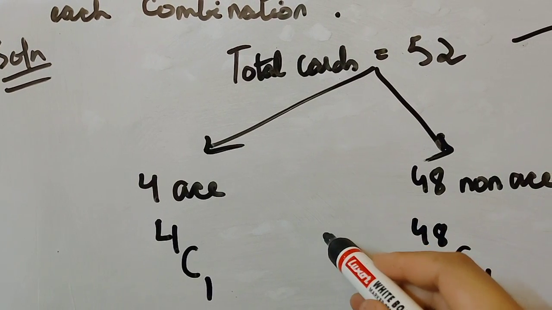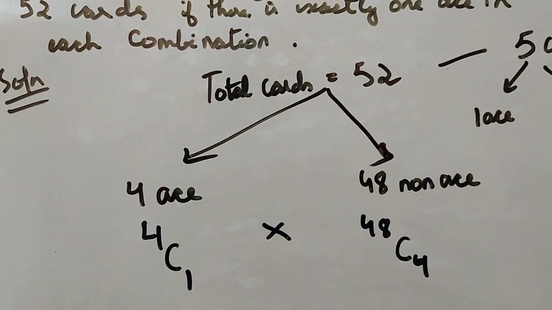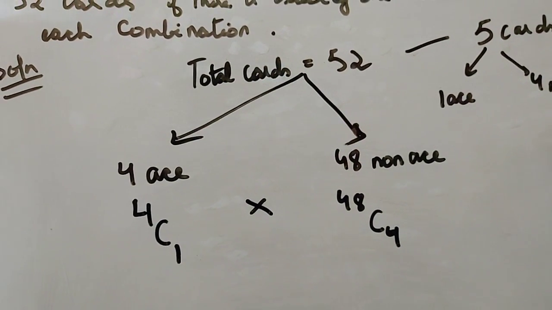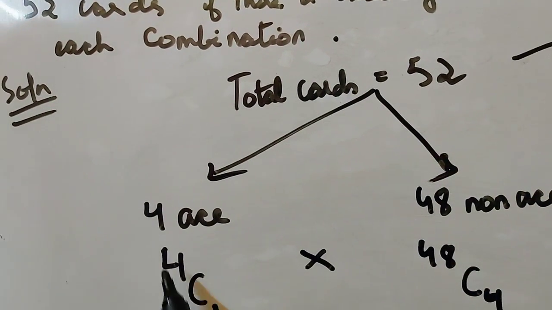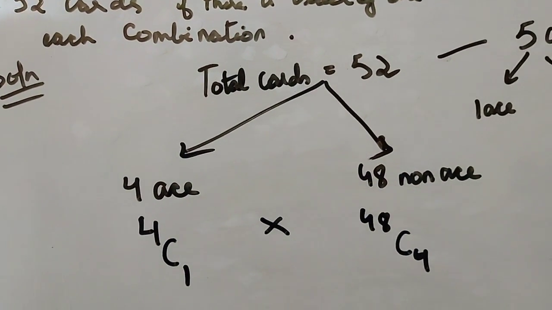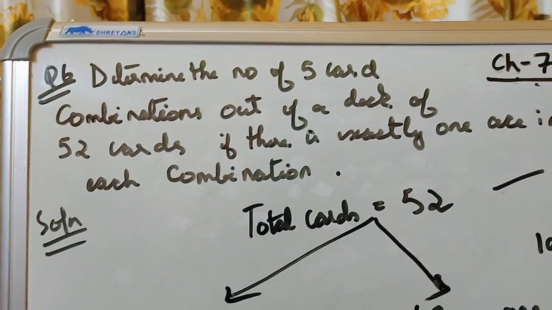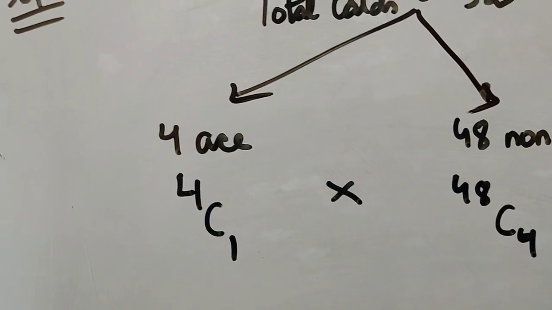So here also what I am going to use will be multiplication. Now you see total cards is 52. 48 plus 4 will give me 52. The question itself is saying it is a combination question.